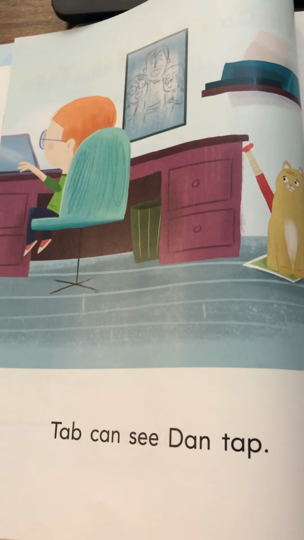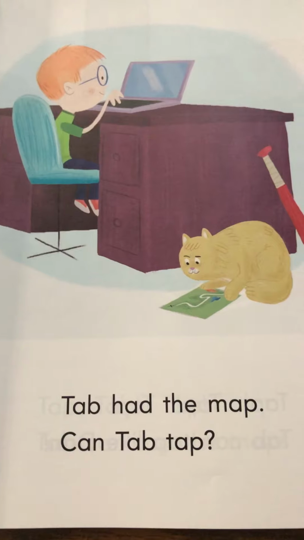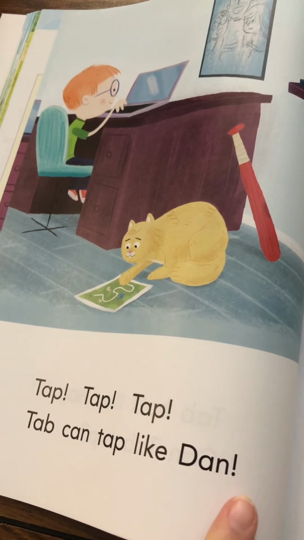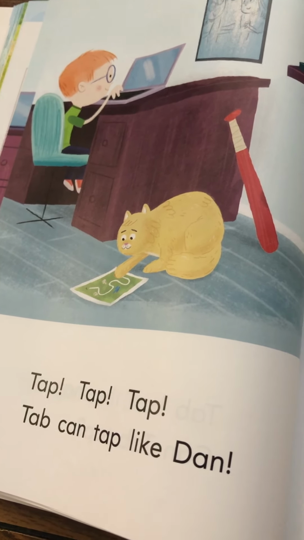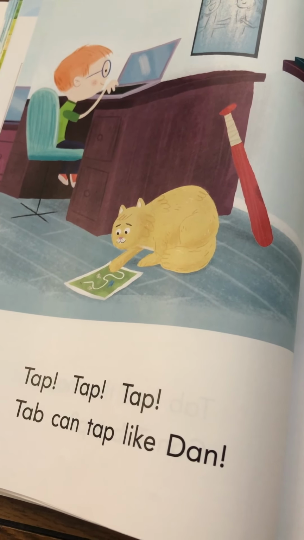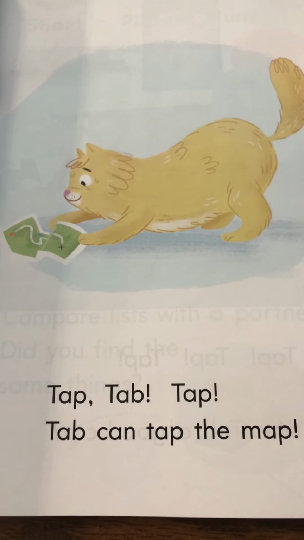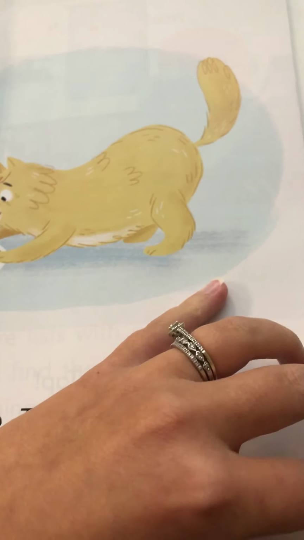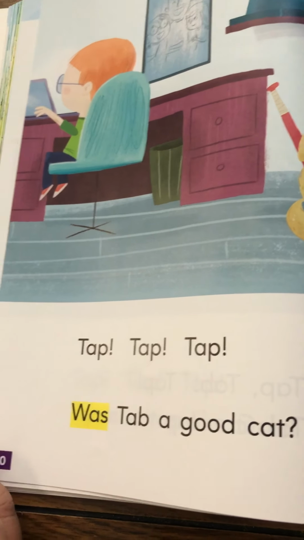Tab can see Dan tap. Tab had the map. Can Tab tap? Tap, tap, tap. Tab can tap like Dan. Do you remember what these are called? Exclamation points. And that's kind of like a period. I know I need to stop and pause for a second when I get there, but that means I get to read that word like I'm excited about it. Let's move on. Tap, tab, tap. Tab can tap the map. Tap, tap. Was Tab a good cat?